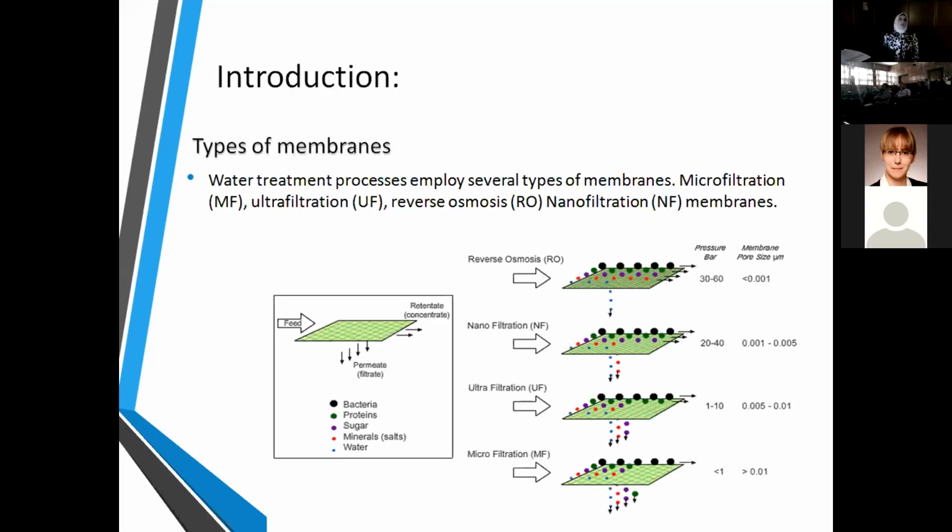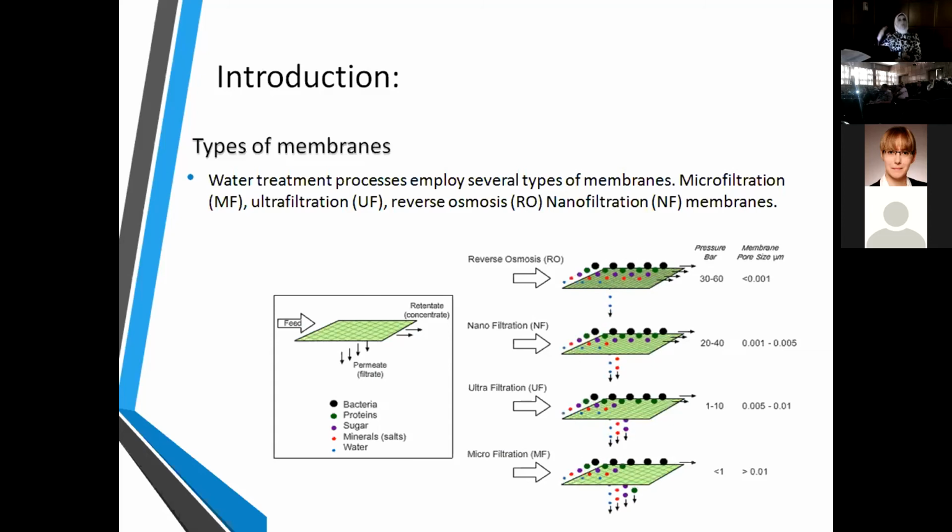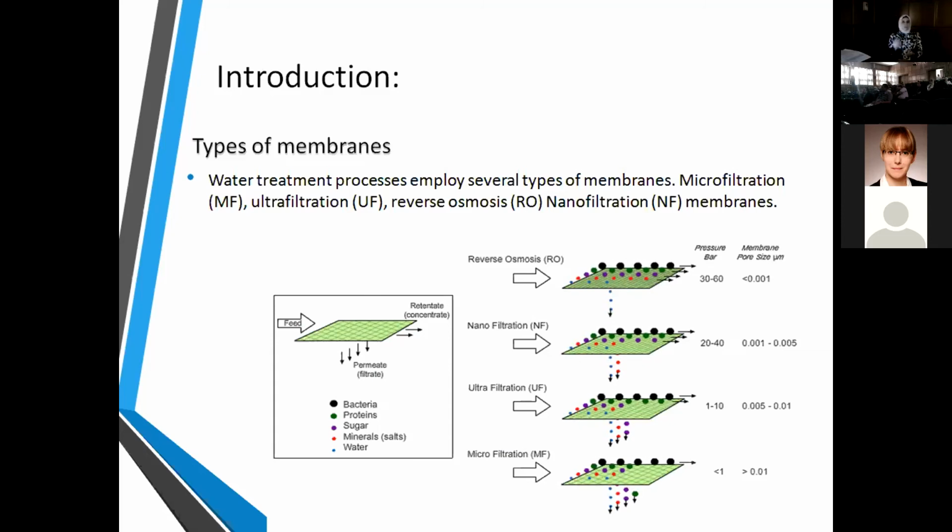As we know, there are 4 types of membrane for water treatment: microfiltration, ultrafiltration, nanofiltration, and RO. These are different in pore size. Microfiltration has a pore size larger than 0.1 micrometer. Ultrafiltration ranges from 0.1 to 0.05 micrometer, nanofiltration from 0.005 to 0.001 micrometer, and the last one, reverse osmosis, less than 0.001 micrometer.